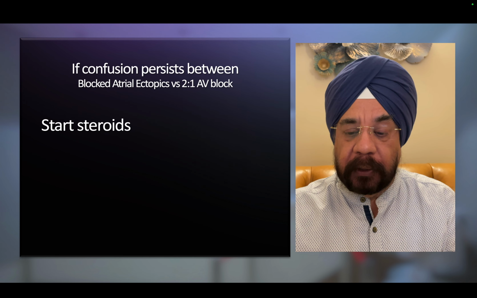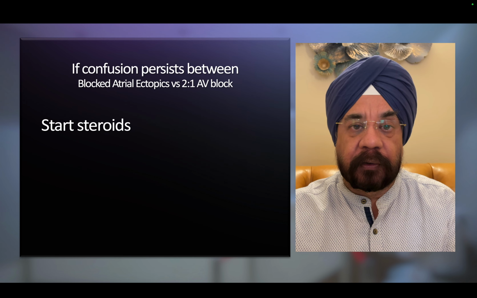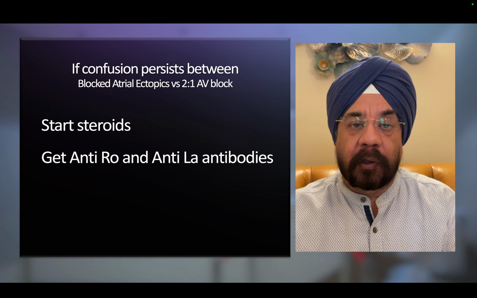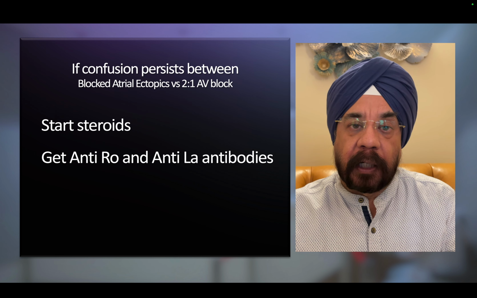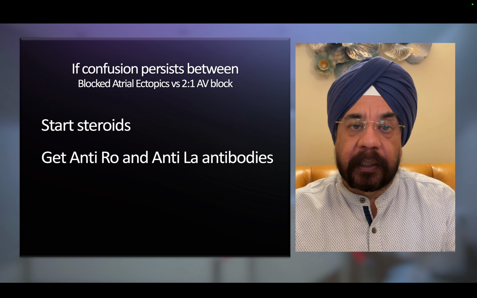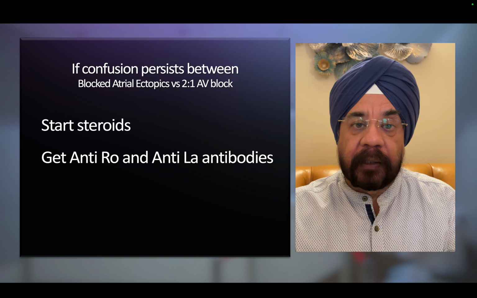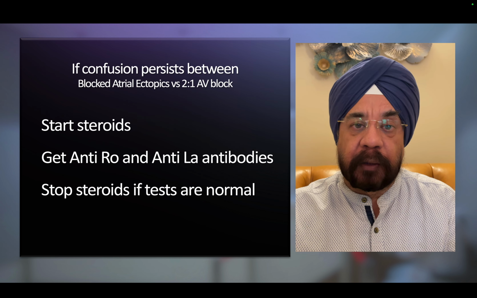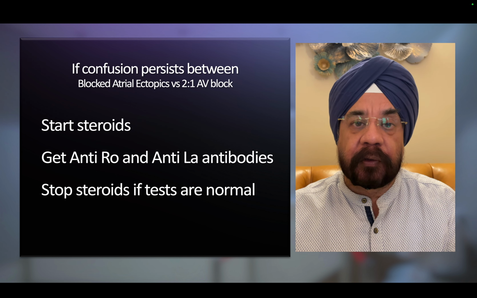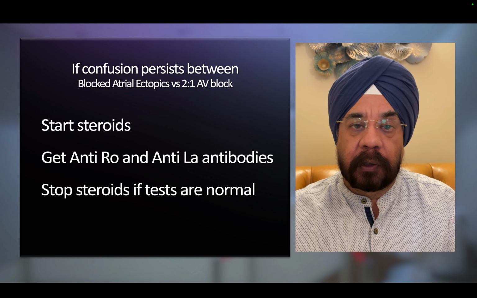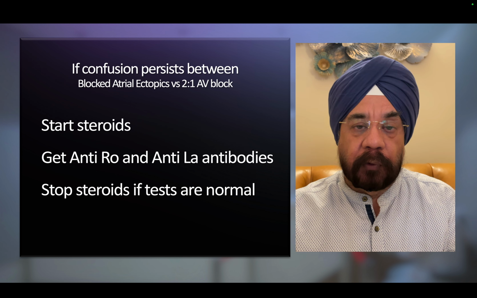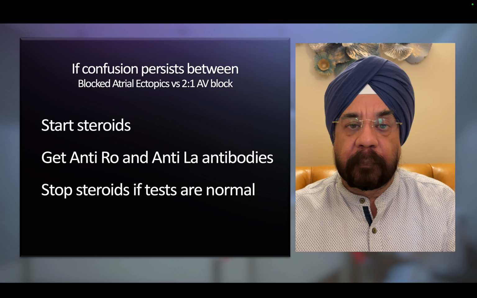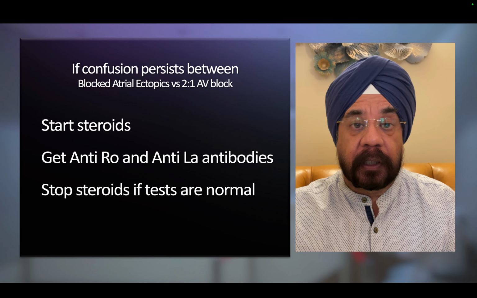So what I normally do, I start the steroids with the patient, and send the samples for autoimmune heart block, that is anti-Ro and anti-La antibodies. When you get the anti-Ro, anti-La antibodies which are normal, that means this is not an autoimmune condition, it would not respond to steroids. We stop the steroids and follow up the patient till it becomes a normal sinus rhythm.